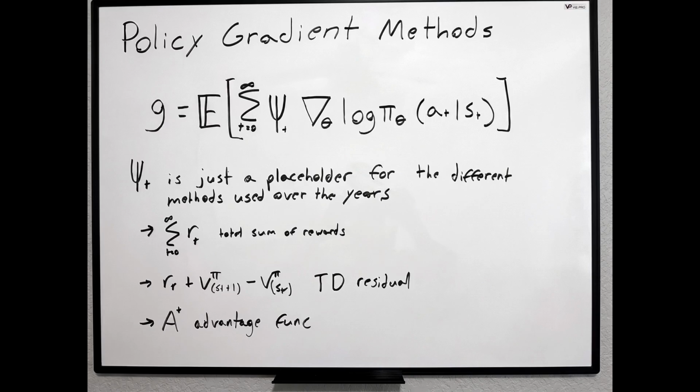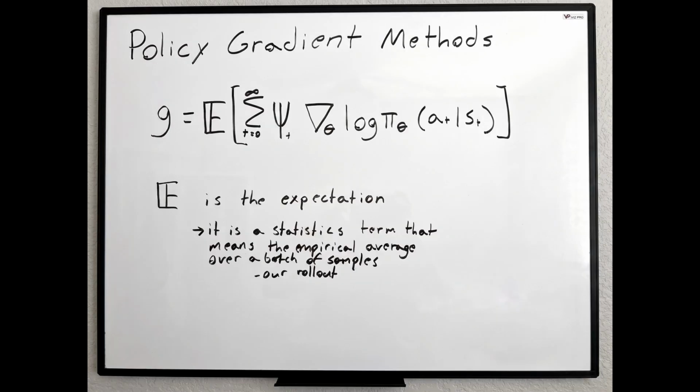The simplest one is the first one, which is just the raw rewards themselves. A slightly smarter version is the TD residual, where we compare what actually happened to what our value function expected would happen. And then the one we actually care about, the one we're going to talk about later, is the advantage function. The advantage tells us whether this action was better or worse than expected for that state. All the way on the left, this E is called the expectation. It is a statistics term that means the empirical average over a batch of samples. For our case, it's the average over all the samples in a given rollout.